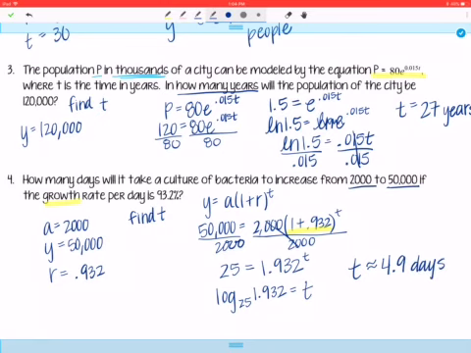So really just shy of 5 days. It doesn't really ask us what to round to, so I would take either. That'd be fine. Okay.